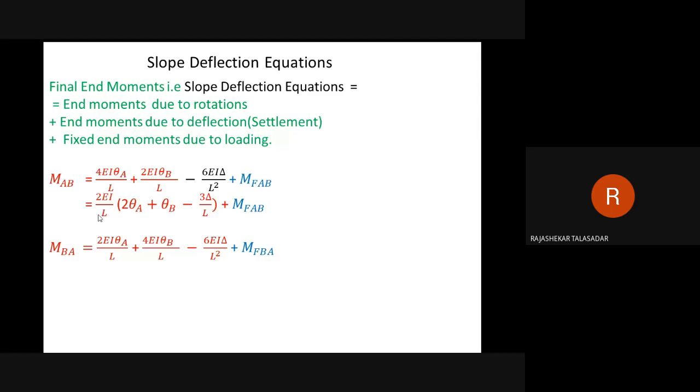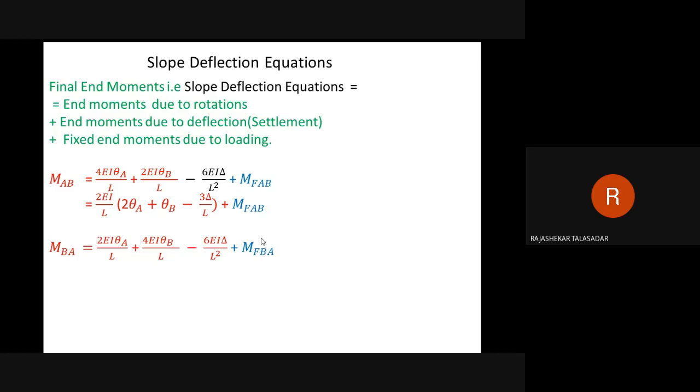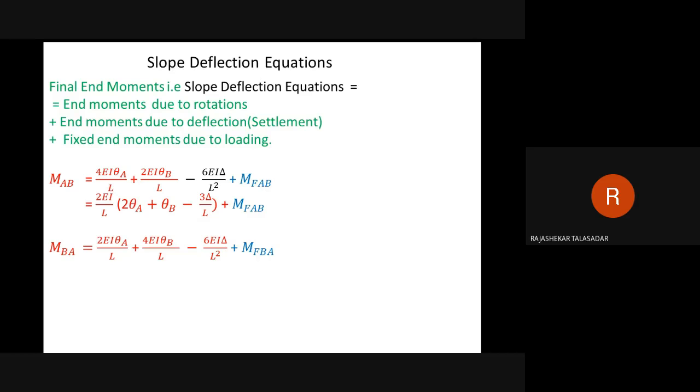2EI/L into theta A plus 4EI/L into theta B, minus 6EI delta/L square, plus MF. For BA, it will be BA; for AB, it will be AB. So now we simplify this. Again, it will come like this: 2EI/L, 2 theta B plus theta A minus 3 delta/L plus MF BA.